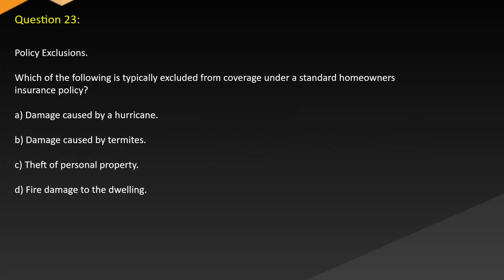Question 23. Policy exclusions. Which of the following is typically excluded from coverage under a standard homeowners insurance policy? A. Damage caused by a hurricane. B. Damage caused by termites. C. Theft of personal property. D. Fire damage to the dwelling.